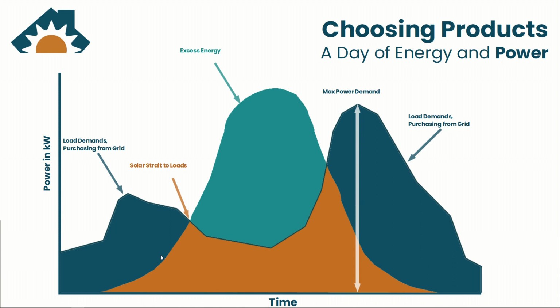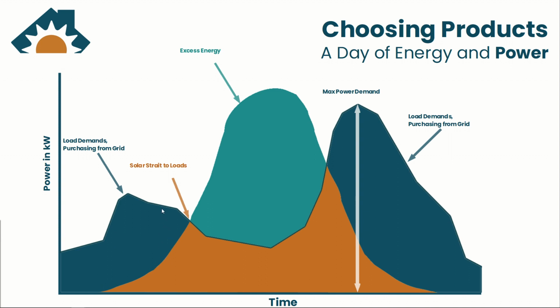Where the solar harvest overlaps the loads is where the solar will cover those loads. This is in gold here. Anything below this load profile is solar energy going directly to your loads. You can see here that at times the loads are buying from the grid 100%. That's here. Areas like this. And other times it is purchasing less and less until solar can serve the loads entirely.